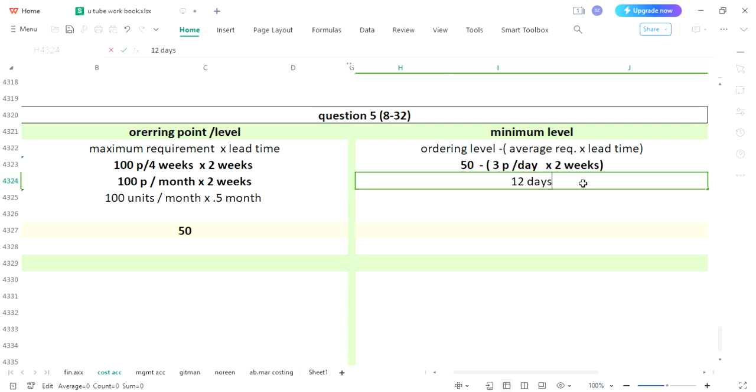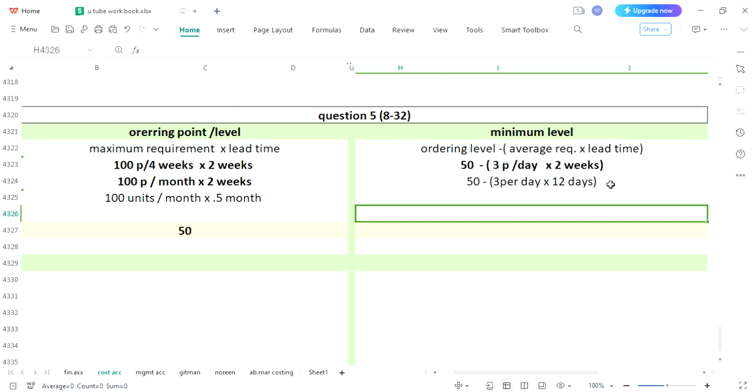If in 1 week there are 6 days, obviously in 2 weeks there will be 12 days, and we are following this formula. Now what has happened? Weeks have been turned into days and the average requirement is already in days, so you can write 3, and from here you will start your formula: 50. You are following this formula, then minus bracket start, 3 per day, already written over here per day, and time has also been mentioned in days: 12. So our formula has been completed and you can calculate your answer.